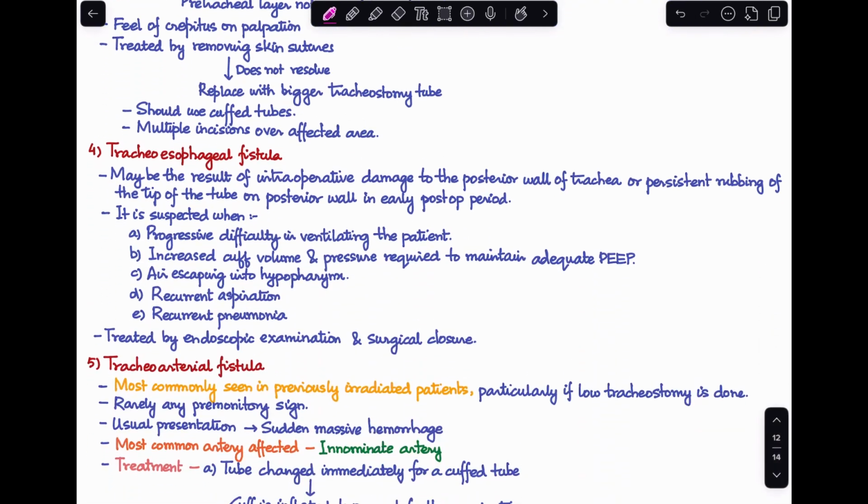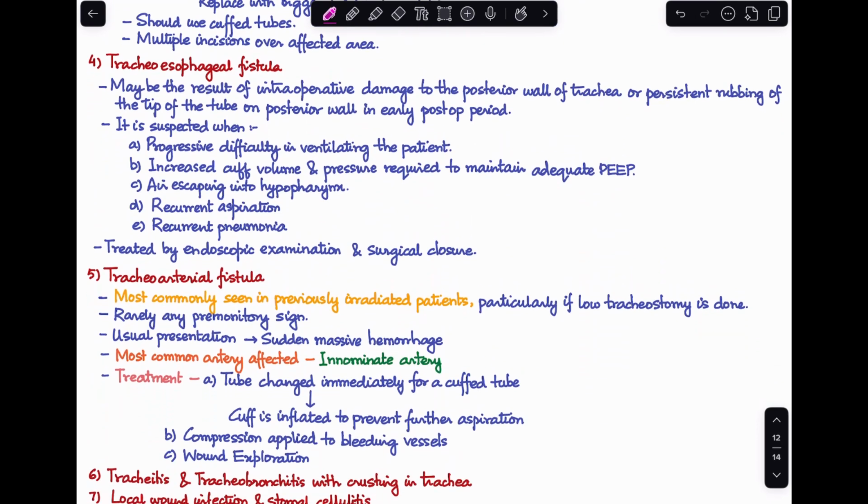Moving on to our next complication, which is tracheoesophageal fistula. So, this is basically a communication between the trachea and the esophagus. I already spoke just a little while back about this. Now, how can this happen? What would be the cause behind this? This can happen if there is damage during surgery to the posterior wall of the trachea, or if there is constant rubbing of the tip of the tracheostomy tube on the posterior wall of the trachea in the early post-operative period. In this case, it can lead to the development of a fistula between the posterior wall of the trachea and the anterior wall of the esophagus.